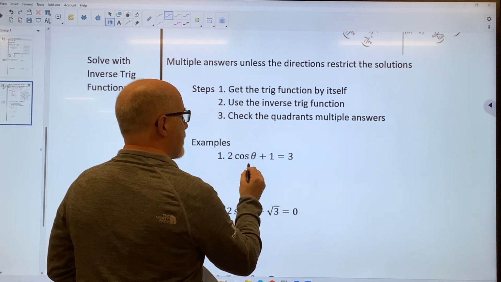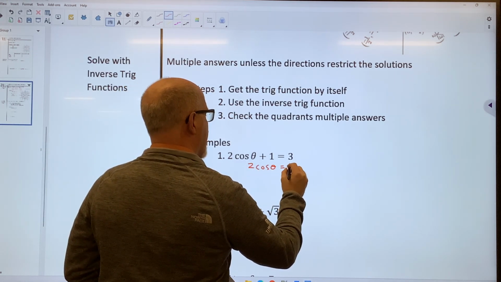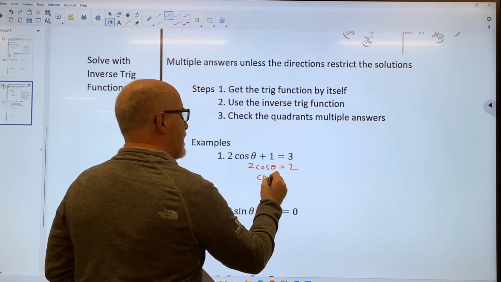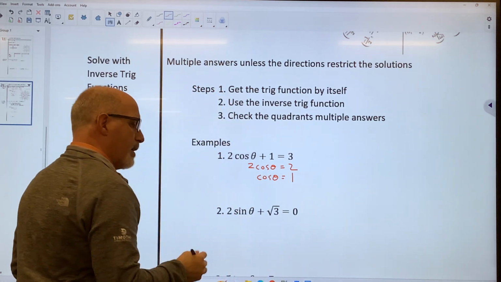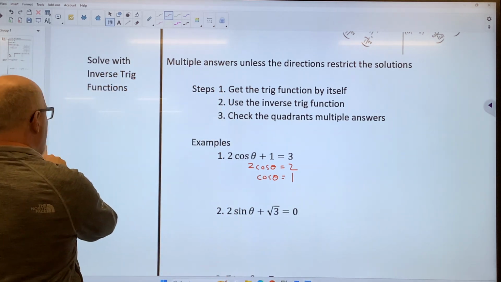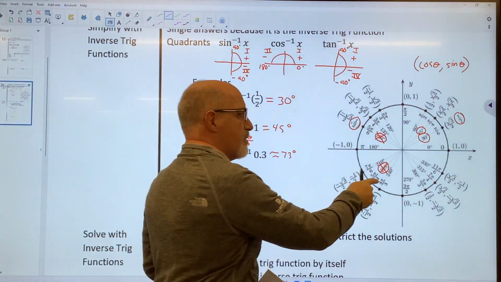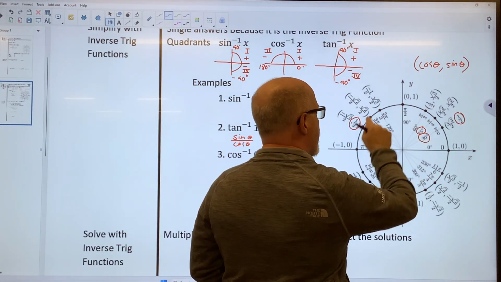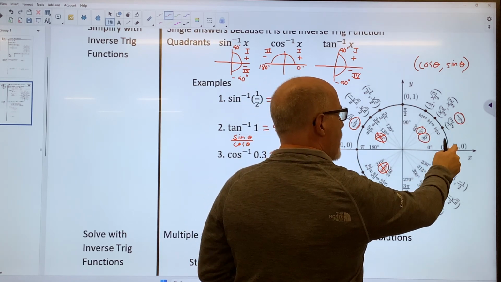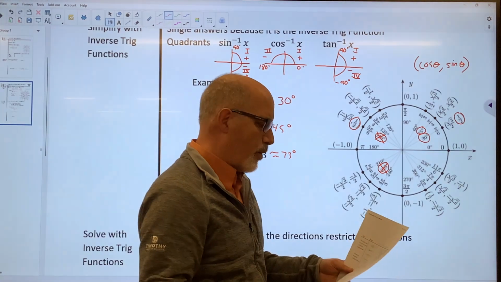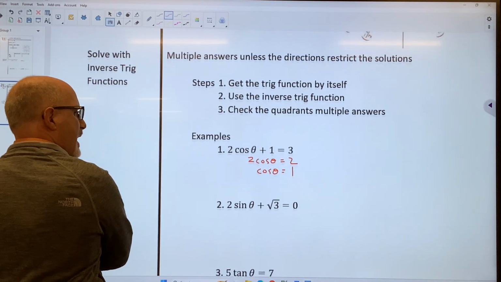All right, so for this one, I'm going to go ahead and subtract 1 from both sides. So I get 2, divide by 2, you get, when does cosine theta equal 1? Now, if you look at the unit circle, this could help us on this. We're only going to get a single answer for this because if you look at the quadrants, cosine is equal to 1 here at 0 degrees or 360. So you could give either one as your first answer.